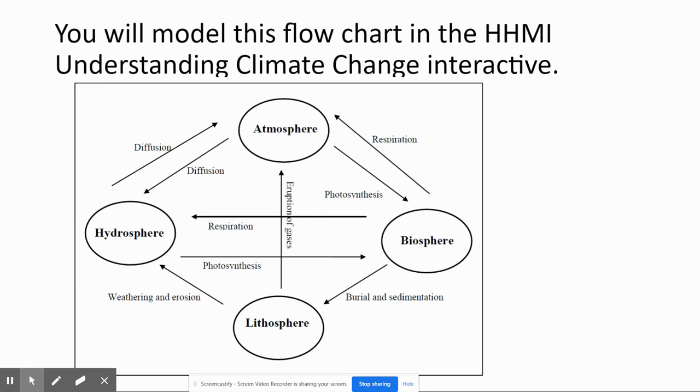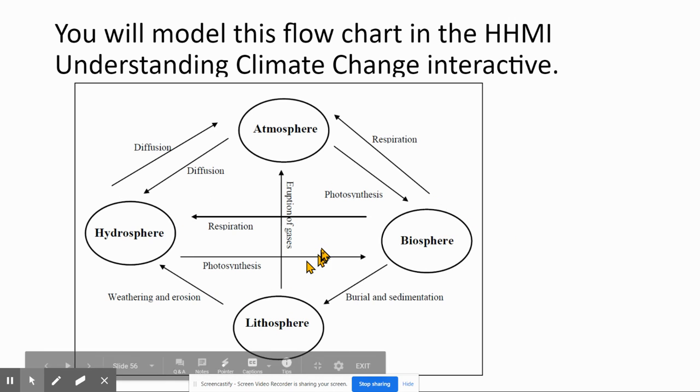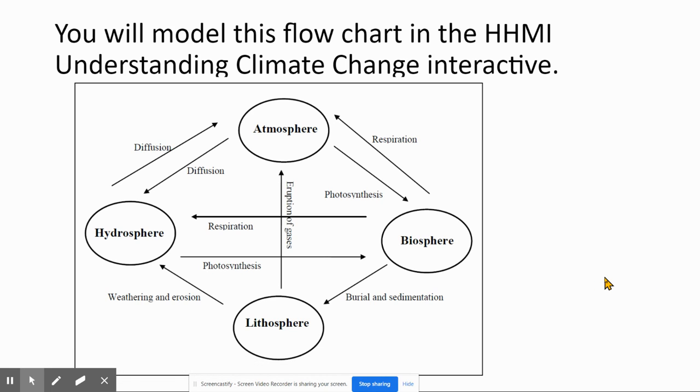I don't know why I have all these in here. Okay, so basically what you're going to do for homework is you will model this flow chart here in the HHMI Understanding Climate Change Interactive. And I will show you mine in class on Tuesday. So make sure you come on Tuesday and I'll show you how to do that. If you can't figure it out, you might be able to figure it out.